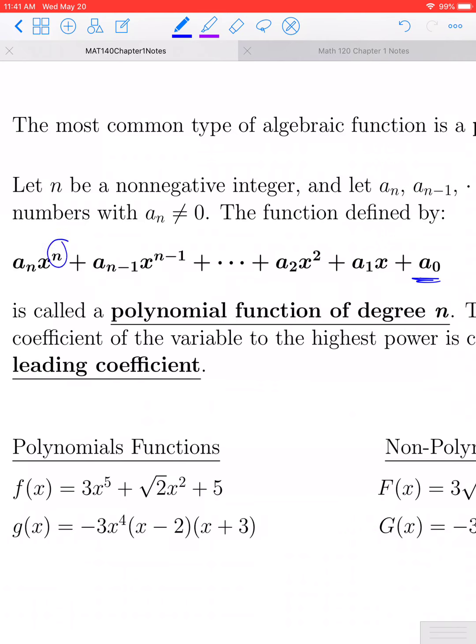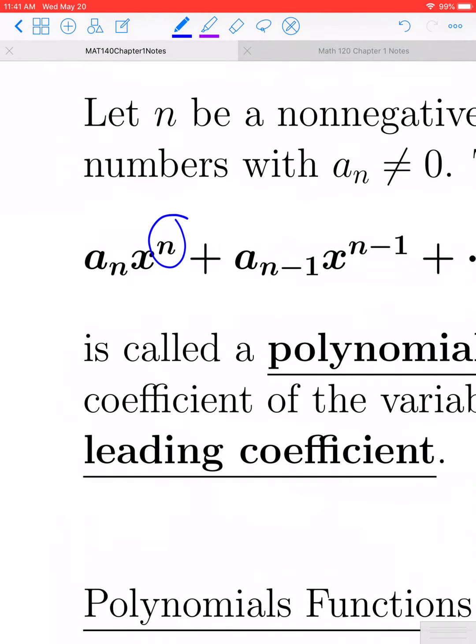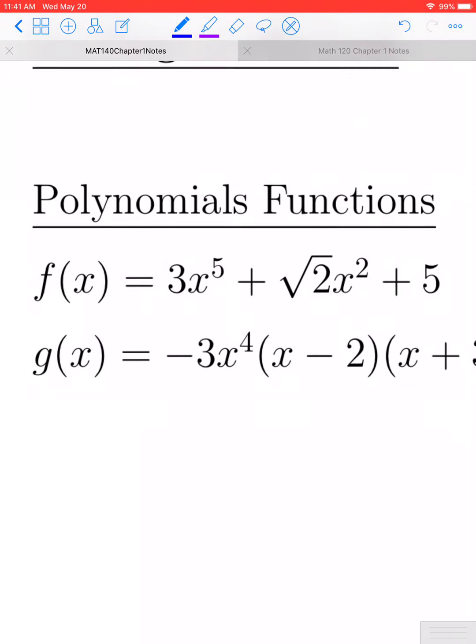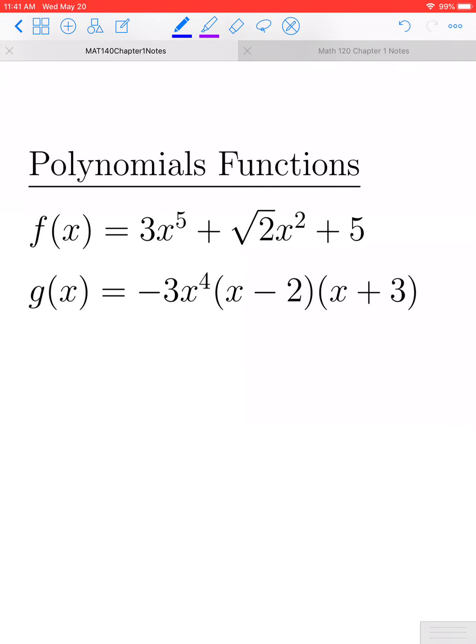The highest power of x that appears in the expression, that's referred to as the degree of the polynomial, and the coefficient of that term, the number that's in front, would be referred to as the leading coefficient. For example, the functions little f and little g that are listed here are examples of polynomial functions. This has an x to the 5th term, an x squared, and then a constant term. And we see that the coefficients are just simply real numbers. So this is a polynomial.